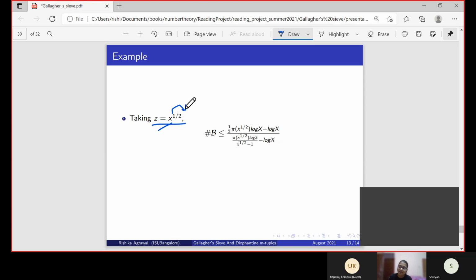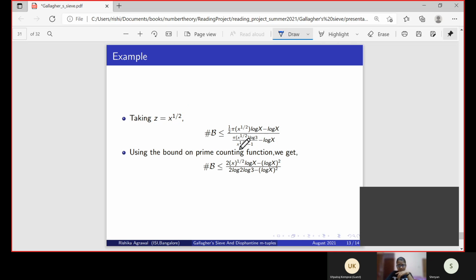But here I've again put the same as what we use in the sieve of Eratosthenes, that is root of x. And just using that, we'll get size of b is less than or equal to half times pi of x to the power 1 by 2 into log x minus log x over pi of x to the power 1 by 2 log x log 3 over x to the power 1 by 2 minus 1 into log x. Sorry, minus log x.